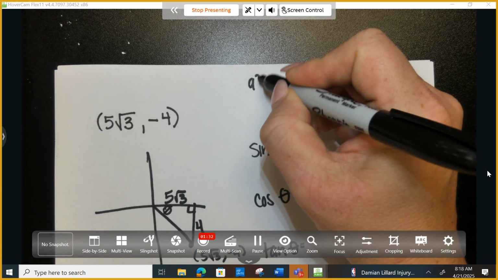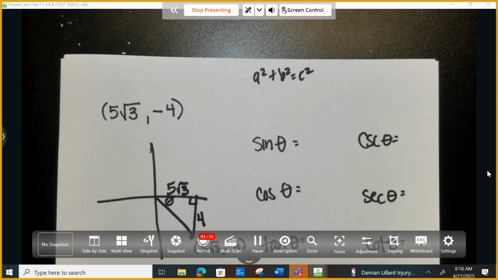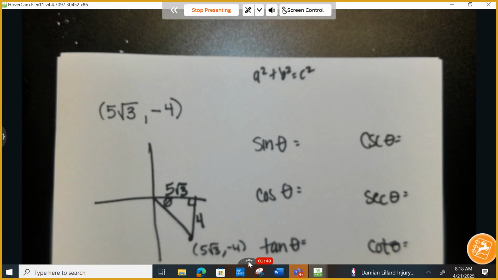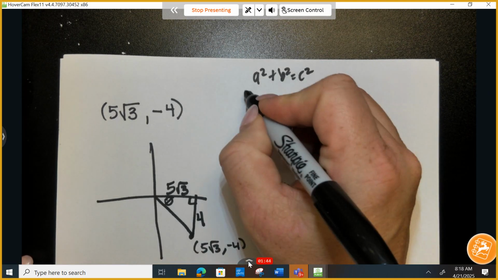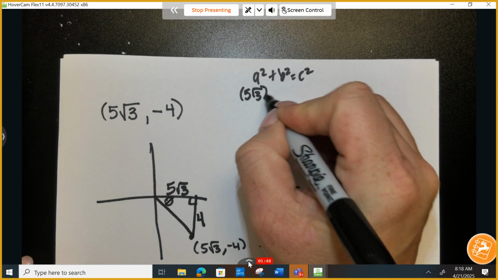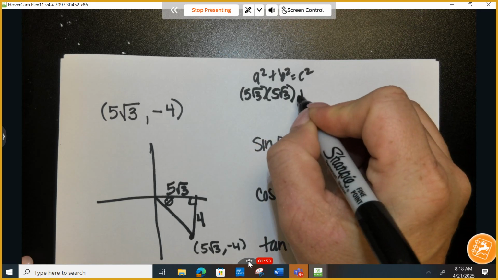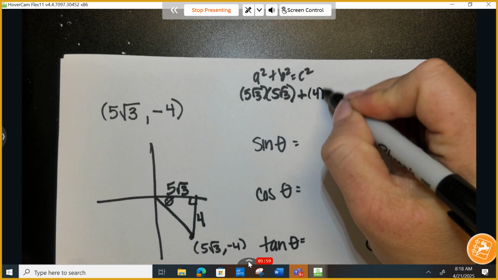So up top, remember, Pythagorean theorem is a squared plus b squared equals c squared. And most of us are like, well, that's pretty easy, Miss Bradley. And it's not that difficult, but it's easy for students to make mistakes. So I'm going to start with this first leg. And instead of writing a square, I'm going to write it twice because I know a squared means a times a. So 5 times the square root of 3, I'm going to write it twice. And a little bit different for 4. I could write 4 times 4, or I could just write 4 squared.